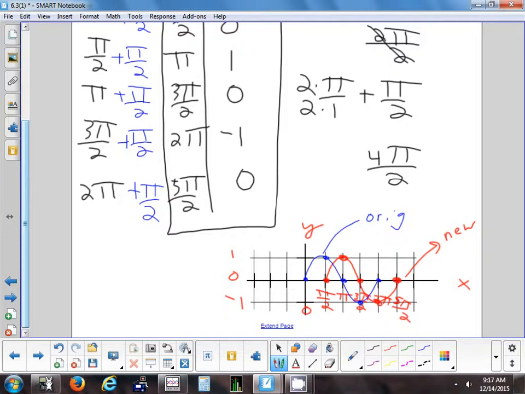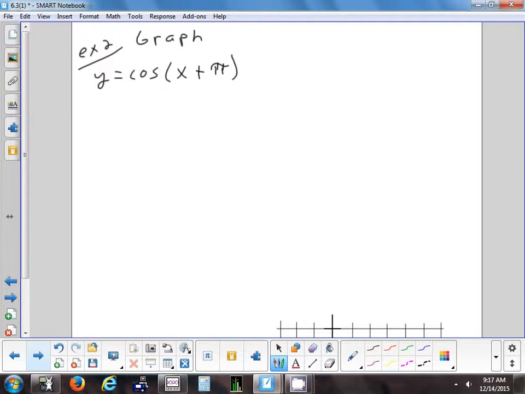Any other questions on that? All right, so that's a phase shift of sine. Let's try cosine.